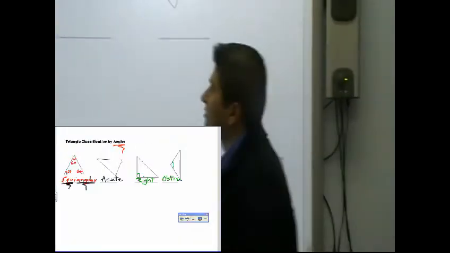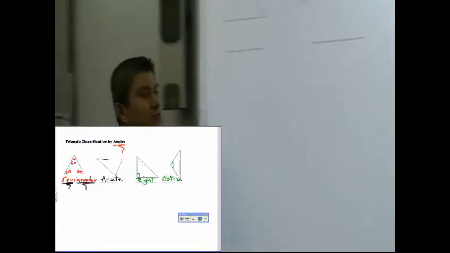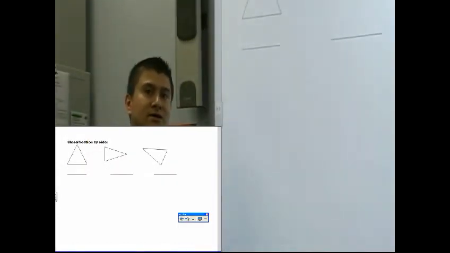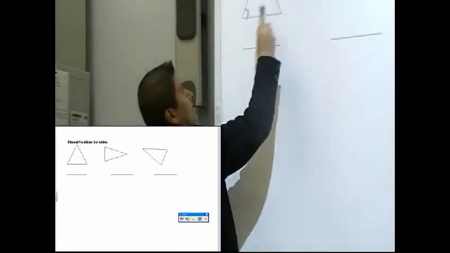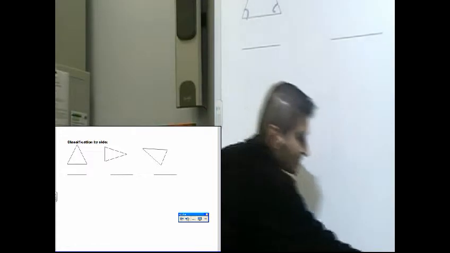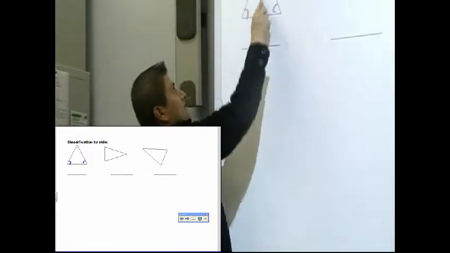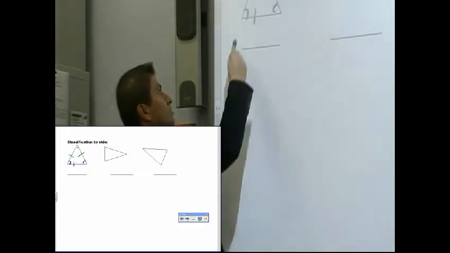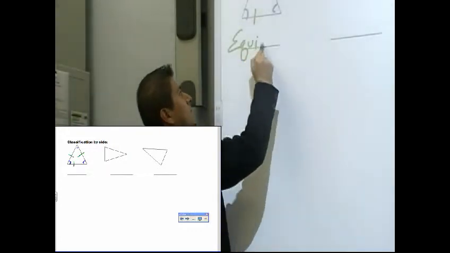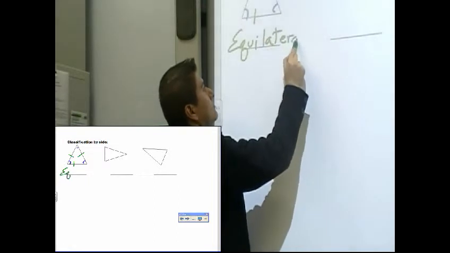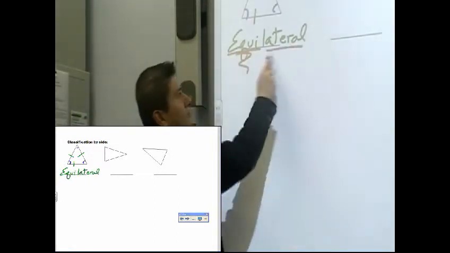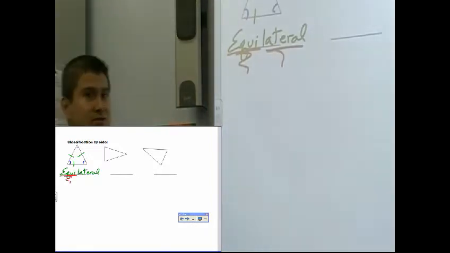All right, moving over to the other side. Classification by side. So that was by angles. If you want to name the triangles by side, here's what you have to do. This guy, again, it's equal angles, but more importantly in this scenario is that all three sides are the same size. So this is called equilateral. Equi means equal, lateral means sides. So all three sides are equal.